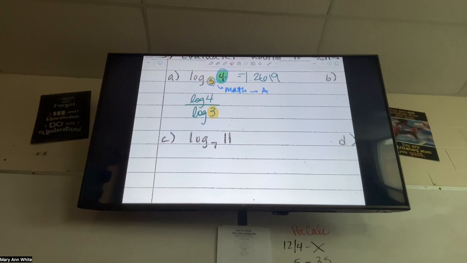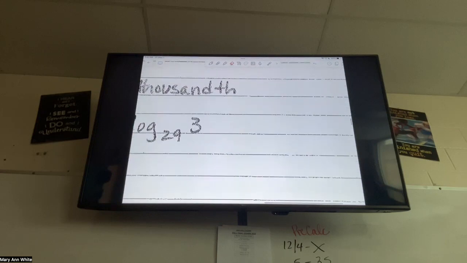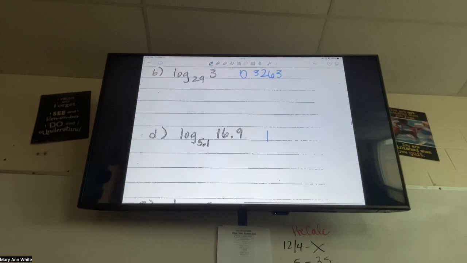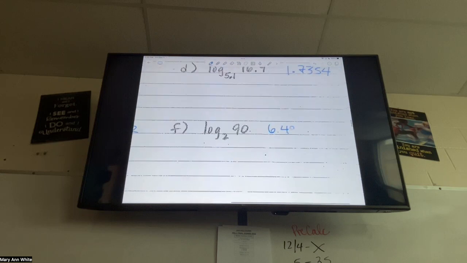So the first one. Okay, let's see, the first one was 1.2619, this one was 0.3263. We've got 1.2323, 1.7354, and then negative 2.3532, and 6.4919.